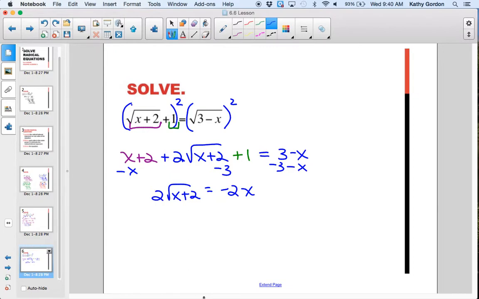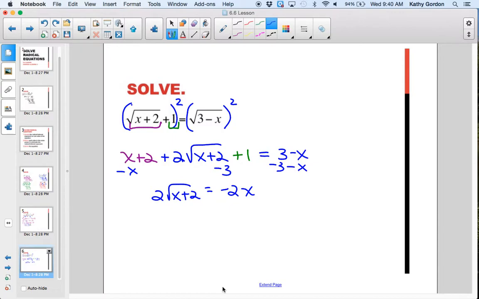Okay? So everybody see that? I'm moving this x over, not that x. So I'm subtracting the x to move this over. The 2 and the 1 here gave me a 3, so I'm subtracting the 3 to move all that over. So I just end up with this 2 square root of x plus 2 on the left side, and I'm left with a negative 2x on the right side. Everybody okay that far? Because that was the total of those two together, right? So my constant total on this side was a 3, so that's what I was subtracting. Okay?